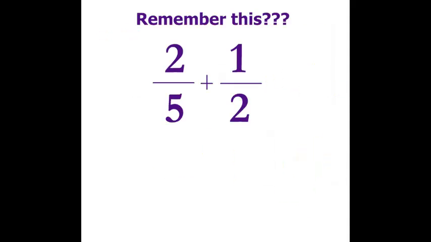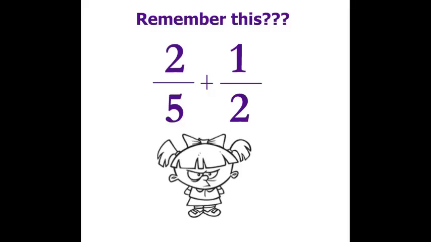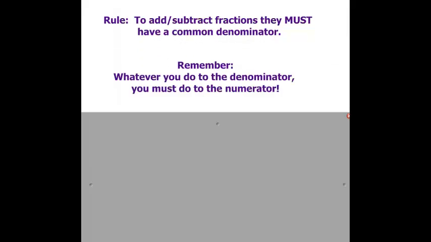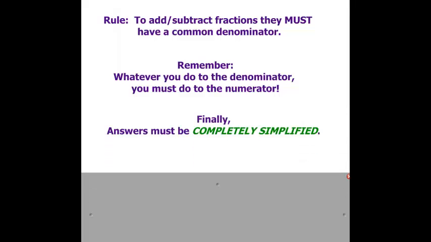Now we did dividing and multiplying first because, you guessed it, dividing and multiplying are a lot easier than adding and subtracting. What is the rule for adding and subtracting fractions? You gotta get a common denominator. Let's do some baby steps and then we'll get to the complex ones. Whatever we do to get that common denominator, we also have to do to the numerator. Then, at the end, we have to completely simplify our answers.